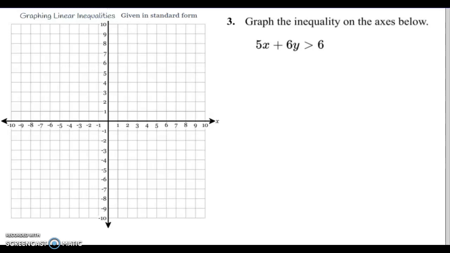Ware's videos. Today we're looking at graphing linear inequalities given in standard form. So when they're in standard form, what you want to do is solve them to slope-intercept form and then graph them. So that's what we're going to do here.